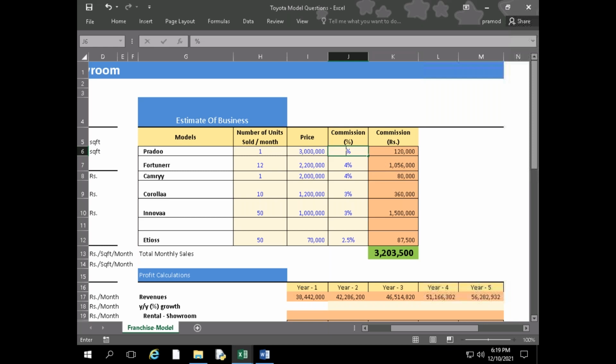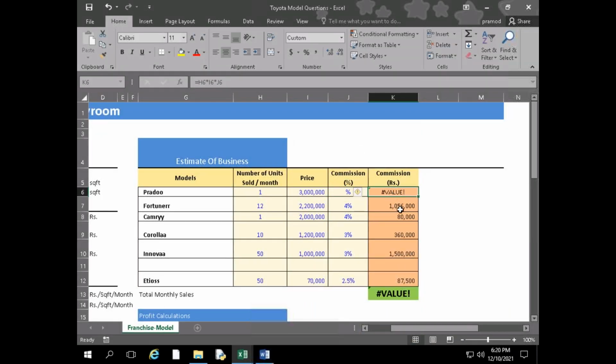Manasa, sir is asking about the commission. Did you type the number along with the percentage, or just the number? Only 4 in that commission column. Just come to the commission column, where the 4% commission is. Did you type 4% with your own keypad, or did the percentage come automatically? See, now I'm typing 4 and the percentage is coming automatically.